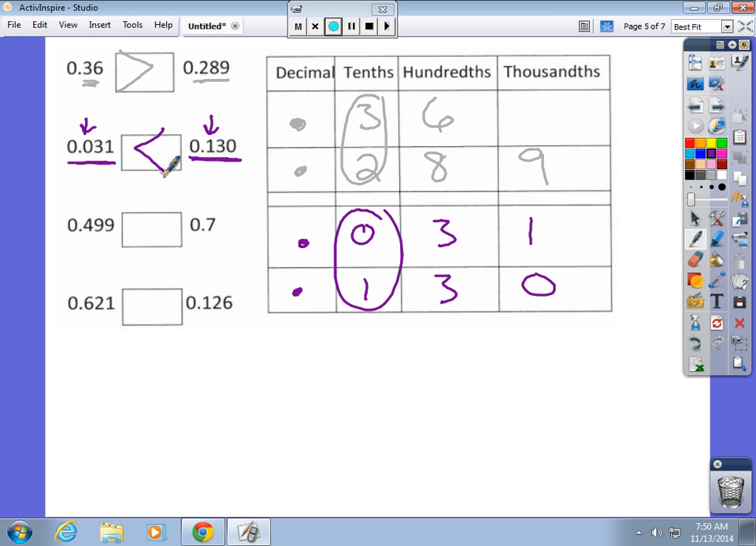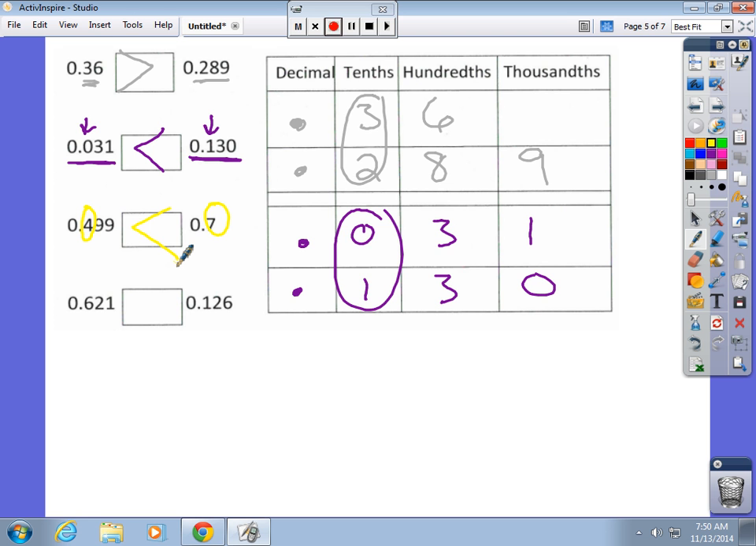Next one. I don't have any more boxes. I just wanted to have you do 2 of those. You could do any 2 in there that you wanted to do. We mentioned that in class. 499 thousandths and 7 tenths. Well, we're looking at our tenths position, 4 versus 7. So 499 thousandths is less than 7 tenths.